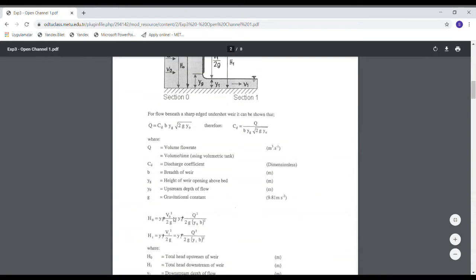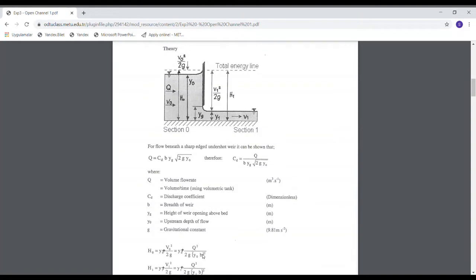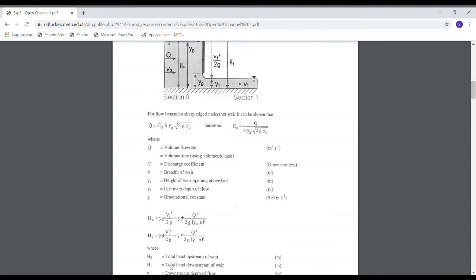If we look at this equation for H0, it is equal to Y0 plus V0 square divided by 2G, which is basically the velocity head. So instead of V0 here, we can write Q, which is discharge, divided by the area of this flow here. The area of the flow is equal to depth of flow and the width of the channel, which is B in this experiment. So instead of V0 square, we can write Q square divided by (Y0 times B) square. And for downstream head, it is the same as well.